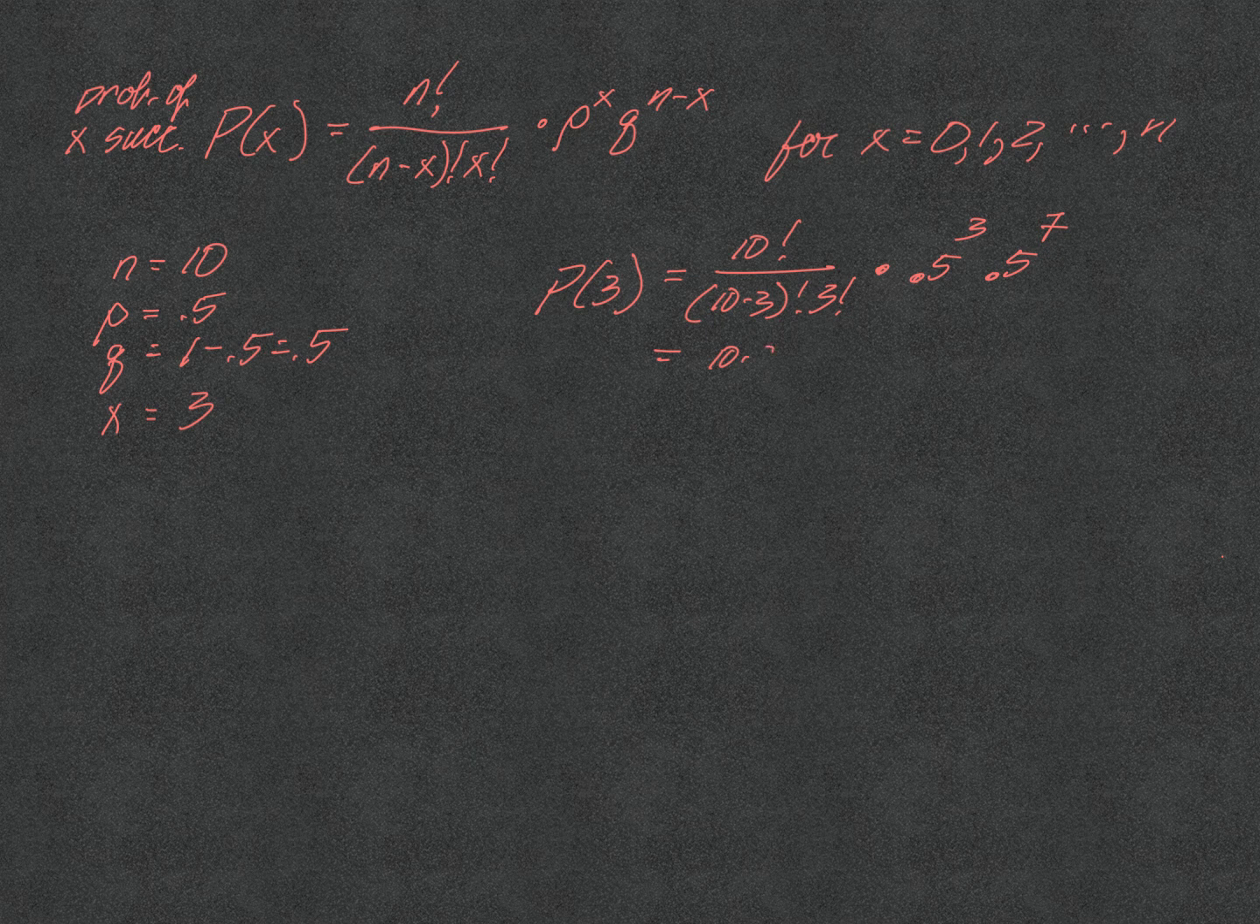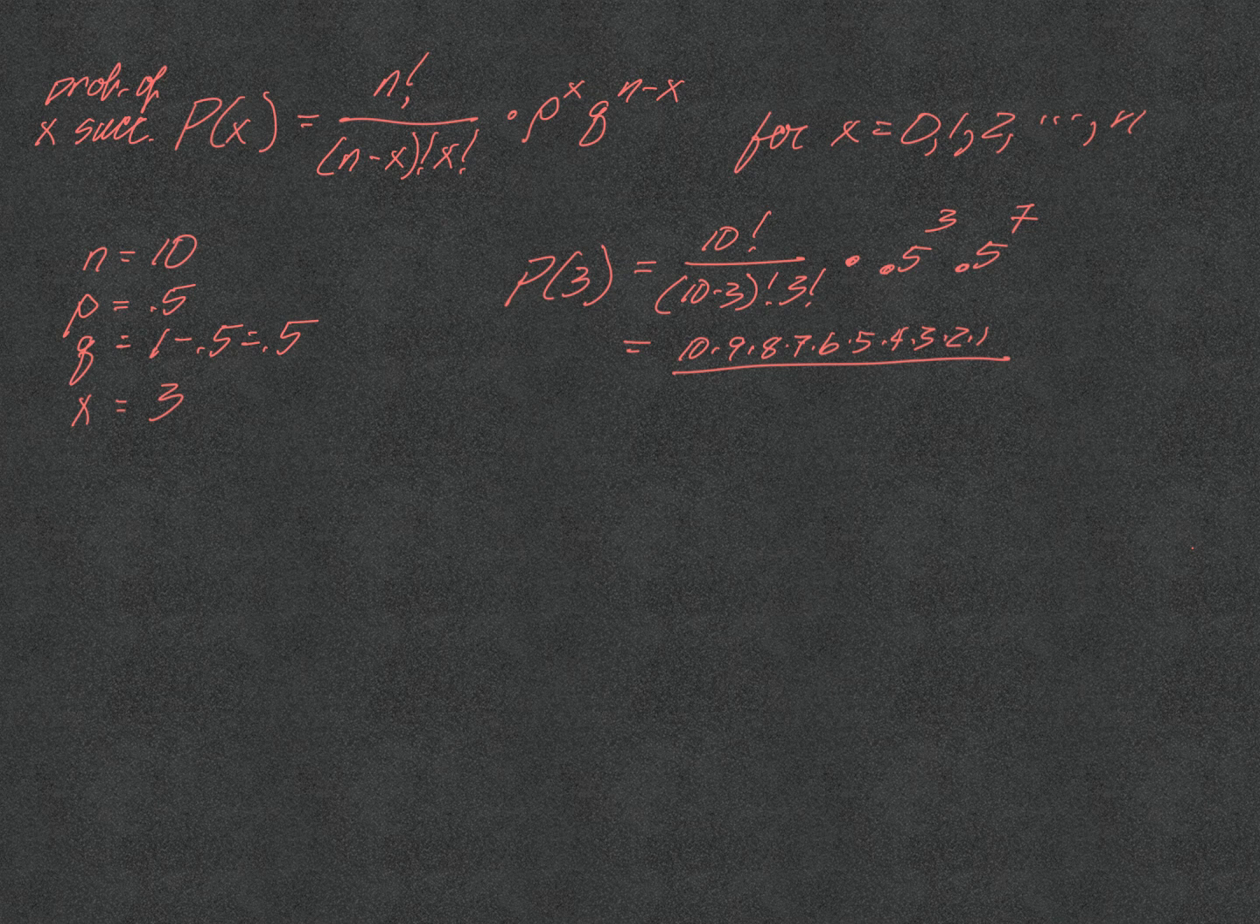10 factorial, if you wish, is 10, 9, 8, 7, 6, 5, 4, 3, 2, 1. 10 minus 3 is 7, so that is 7, 6, 5, 4, 3, 2, 1. And 3 factorial is 3 times 2 times 1. And then you have 0.5 cubed times 0.5 to the 7th. And when these are not equal to 1/2, like say it was equal to 1/3 and 2/3, you can see these will be a little different.